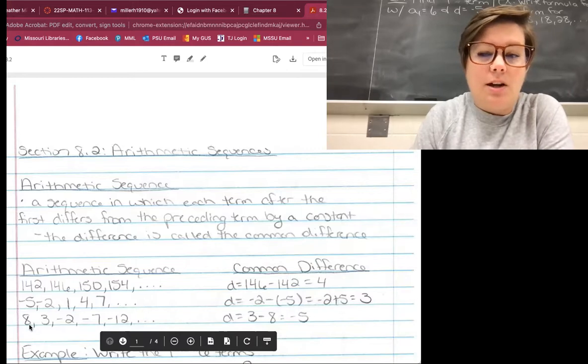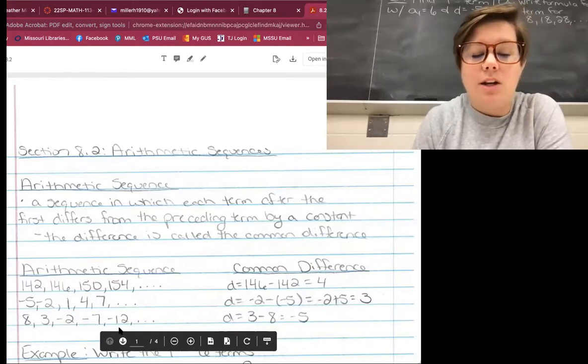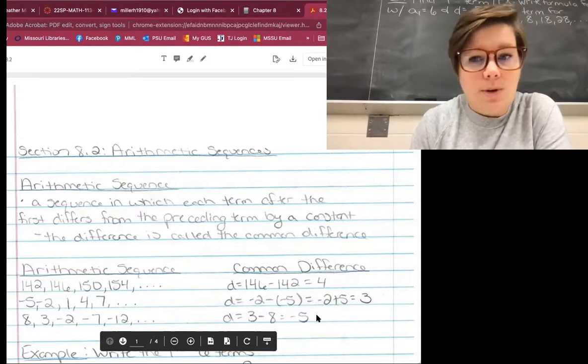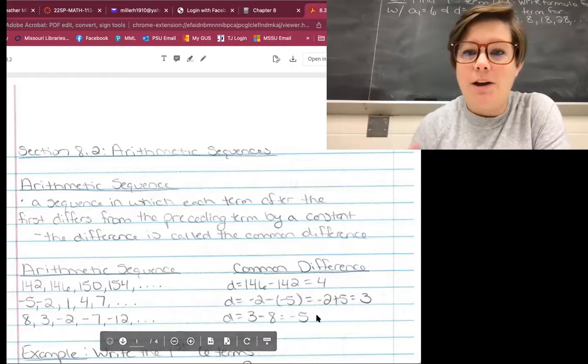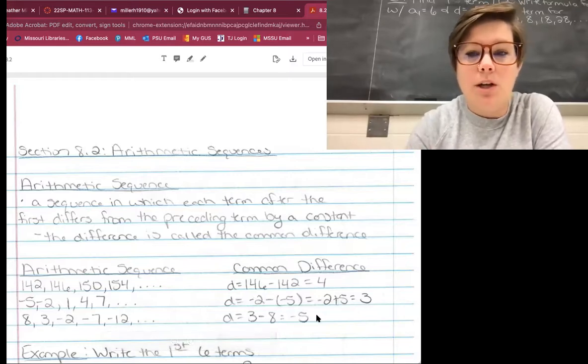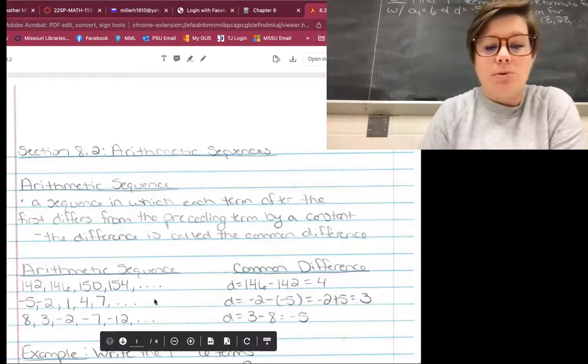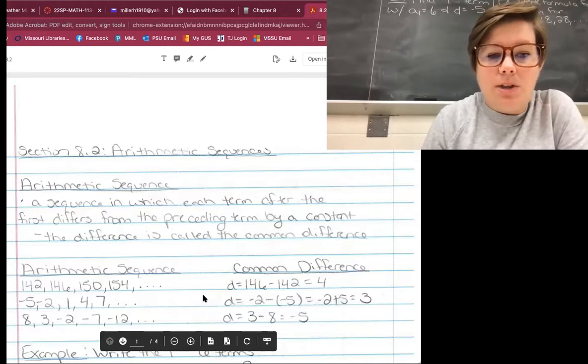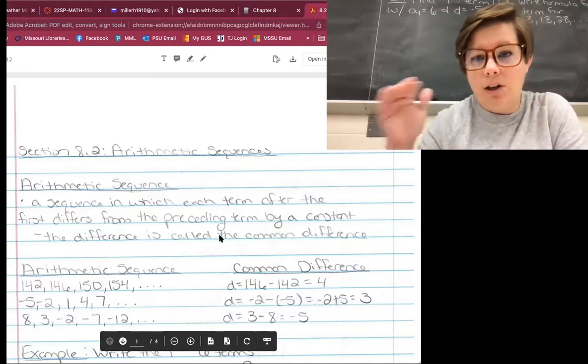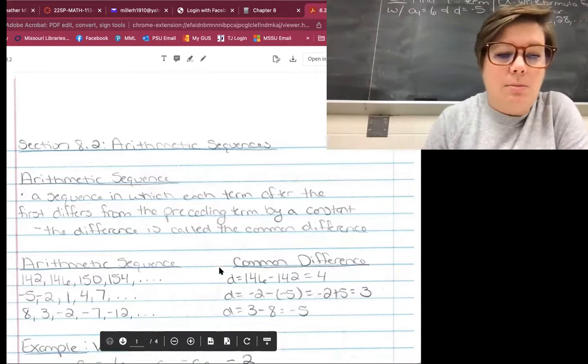The last arithmetic sequence is 8, 3, -2, -7, -12, and so on and so forth. Again, second term is 3, subtract from that your first term, which is 8, and you get a -5. So in this case, we are going down by 5 units every single time we go through our sequence. So that's an arithmetic sequence. It follows a set pattern.